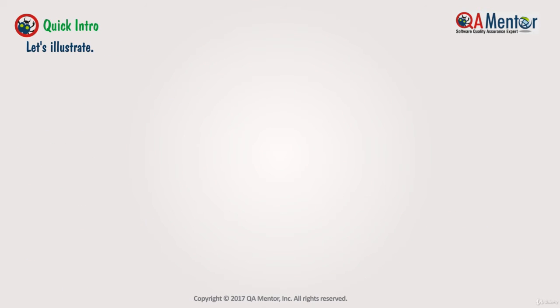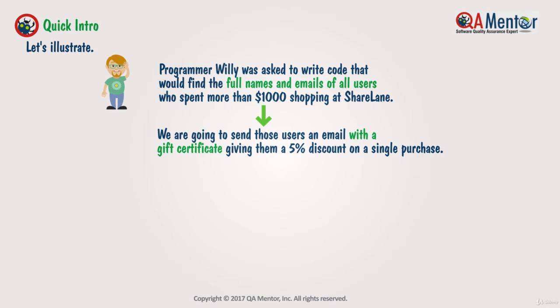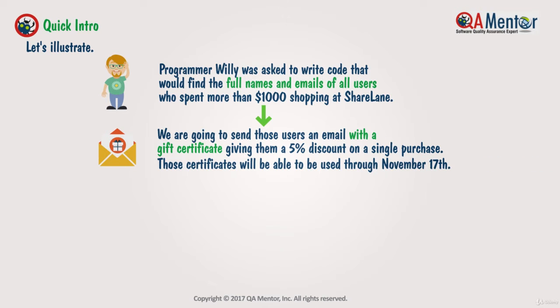Let's illustrate. Programmer Willie was asked to write code that would find the full names and emails of all users who spent more than $1,000 shopping at ShareLane. We are going to send those users an email with a gift certificate giving them a 5% discount on a single purchase. Those certificates will be able to be used through November the 17th. This feature is called the 5% discount.